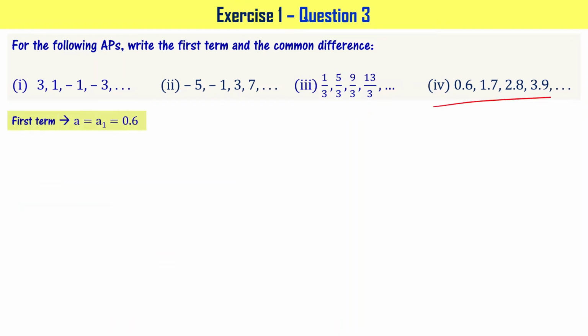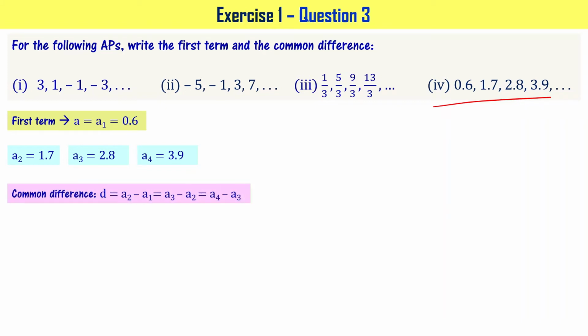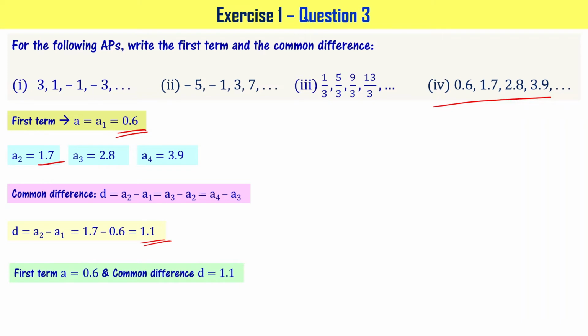Here the first term is A1 equal to 0.6. The next term is A2 equal to 1.7. The next term is A3 equal to 2.8 and A4 equal to 3.9. We have to find the common difference. For that, let me write D equal to A2 minus A1. What is A2? 1.7 and A1 equal to 0.6. 1.7 minus 0.6 is 1.1. So to answer the question, you say first term is 0.6 and the common difference D equal to 1.1. Got it?